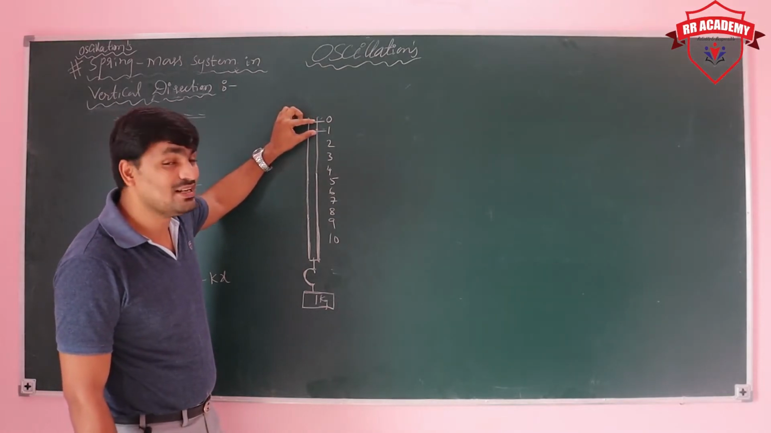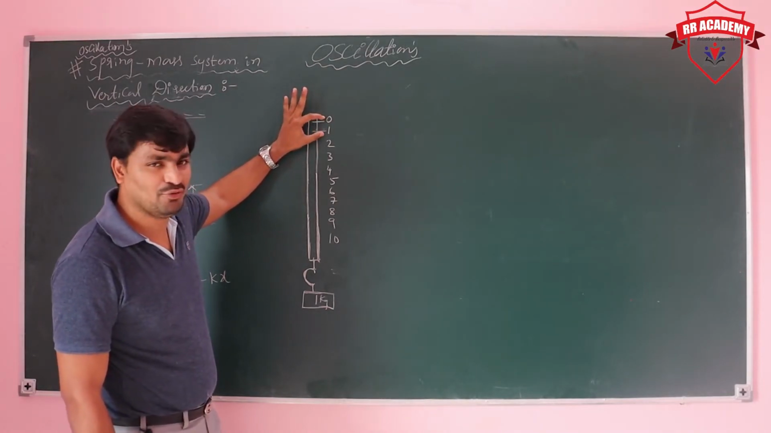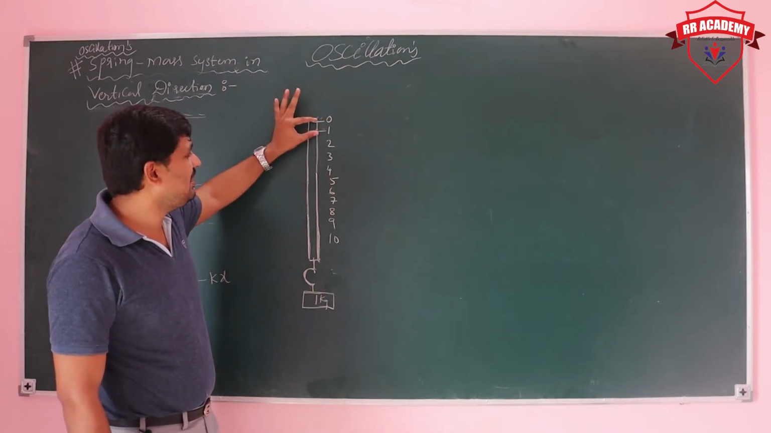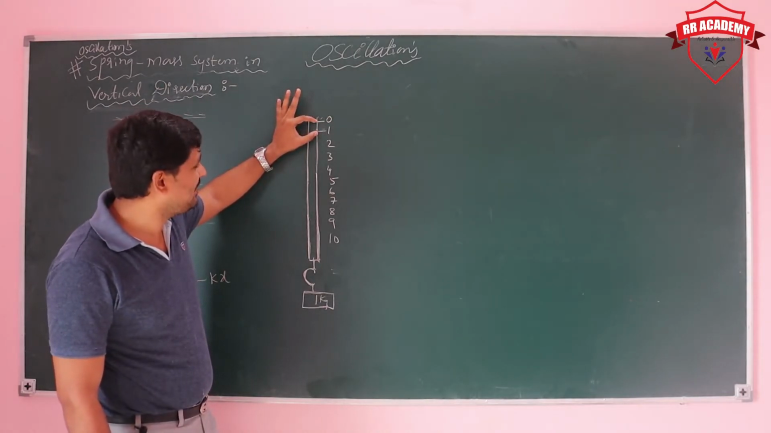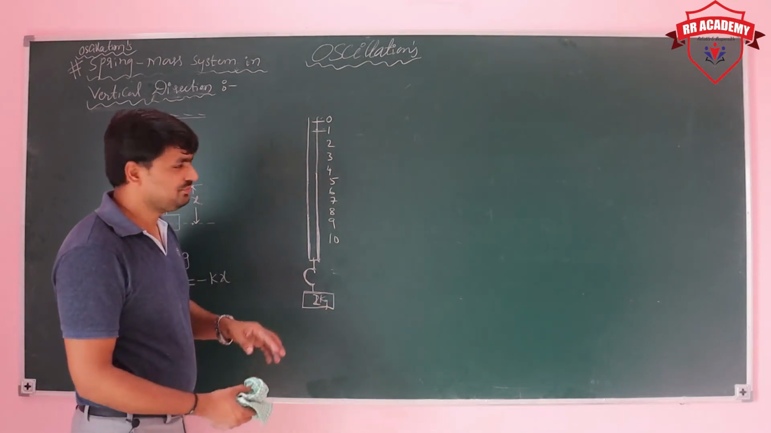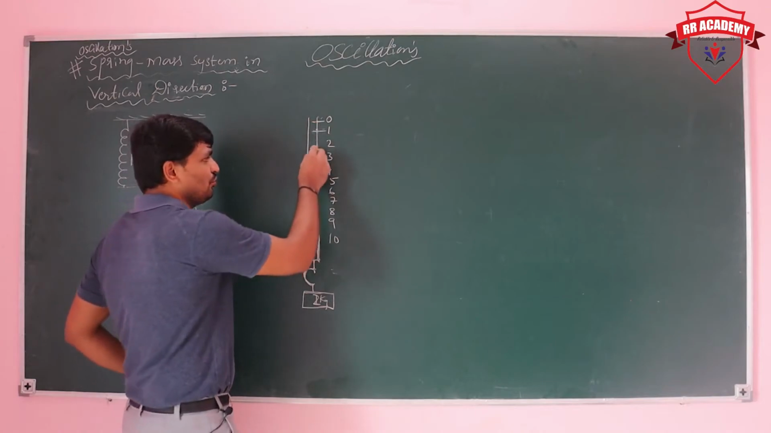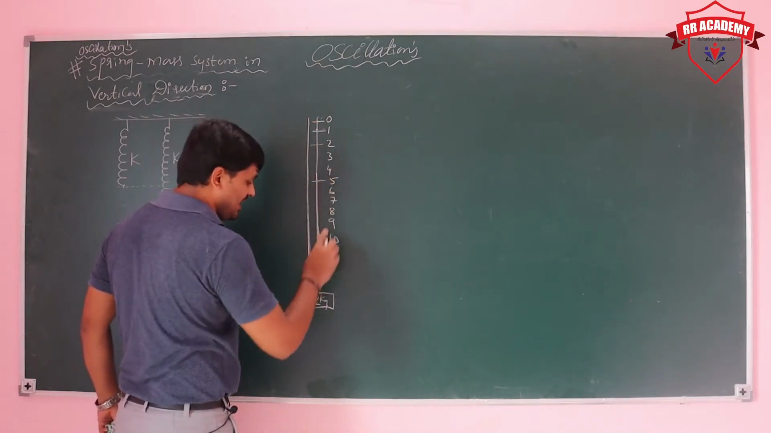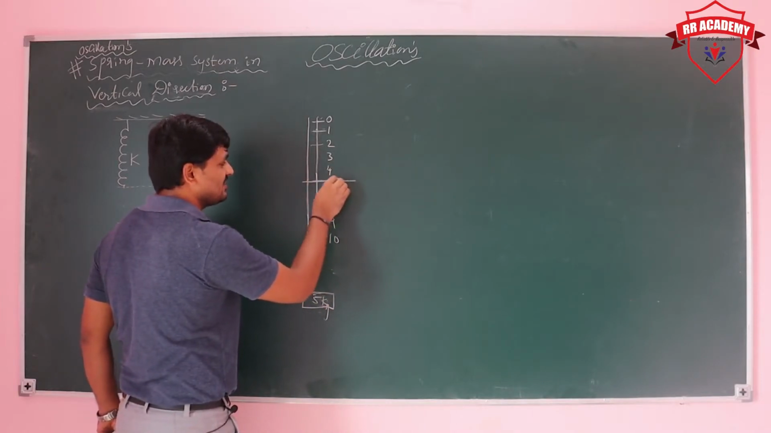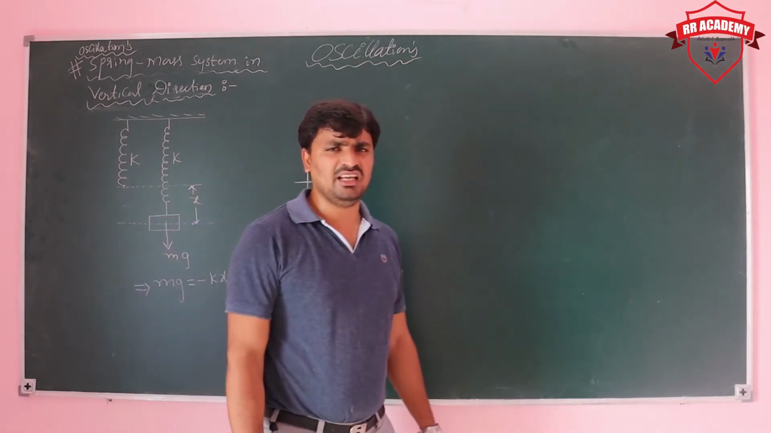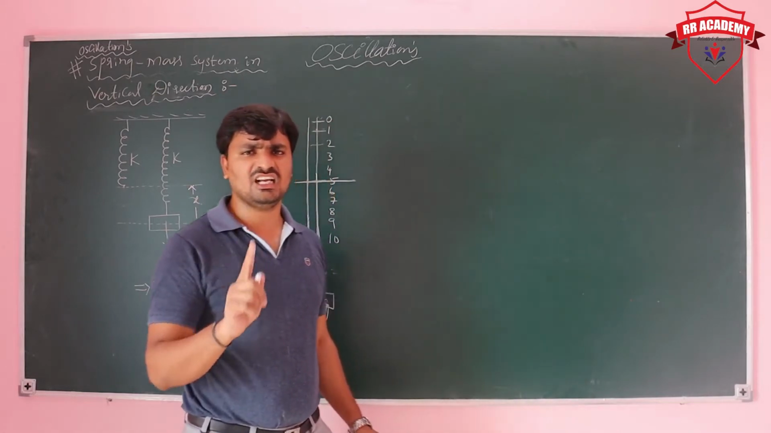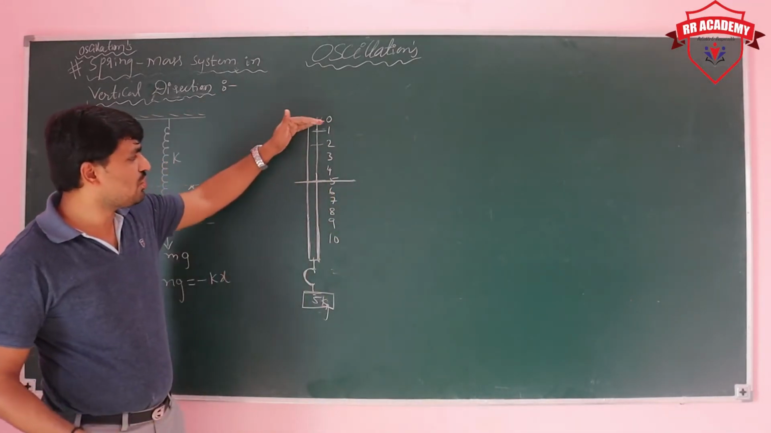For example, the gap between 0 and 1 may be 1 centimeter. So for 1 kg, the spring gets extended by 1 centimeter. If you increase to 2 kg, the extension will come to 2. If you take 5 kg, the pin will show exactly at 5. What is the meaning of that? The mass we attach is directly proportional to the extension of the spring.